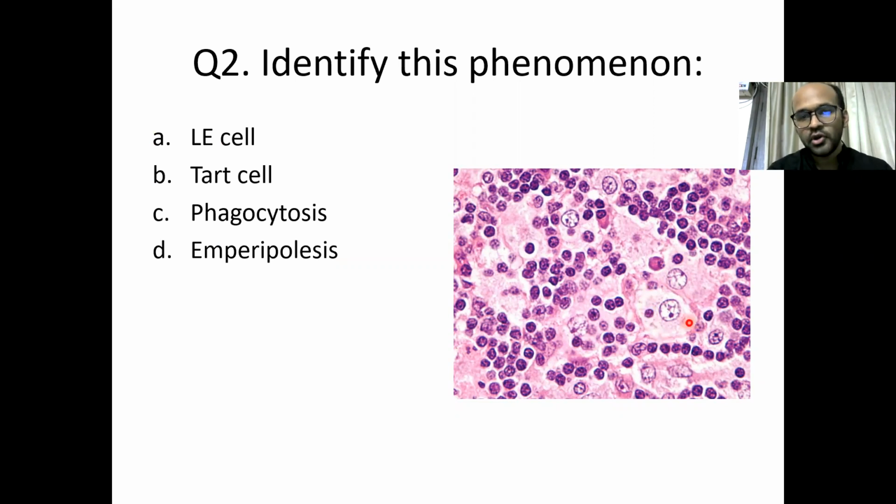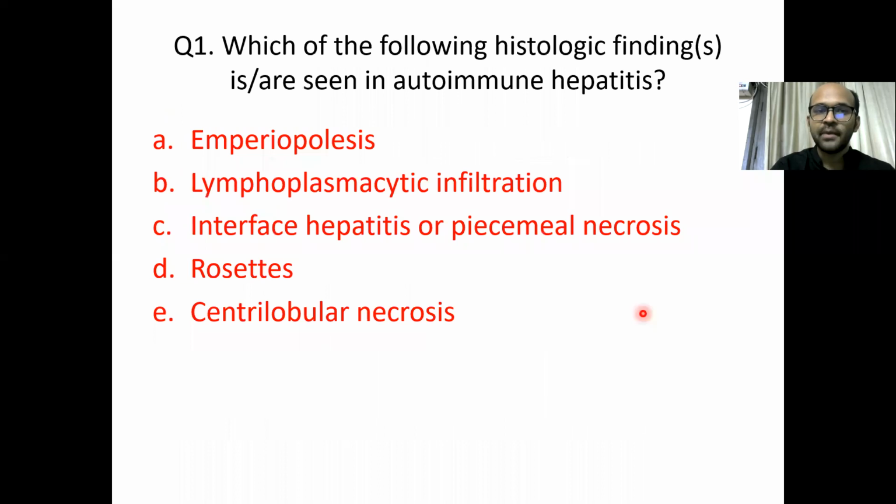So in emperipolesis, one cell penetrates into another cell and remains intact there, while in phagocytosis, the cell which is ingested by the bigger cell is degraded by that cell. A classical example of emperipolesis is autoimmune hepatitis. Apart from that, it can also be seen in Rosai-Dorfman disease. So what is Rosai-Dorfman disease? It's a kind of lymphadenopathy. You have massive lymphadenopathy in the cervical region, and once you do the histology, you will find this phenomenon of emperipolesis.